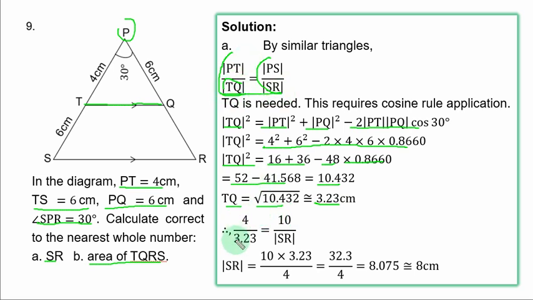So back to this ratio. So you have 4 over 3.23 equal to 10 over SR. If you make SR the subject, you have 10 times 3.23 divided by 4, and that is 8.075. If you multiply first, you get this. If you divide, you get this. To the nearest whole number, you have 8 centimeters.